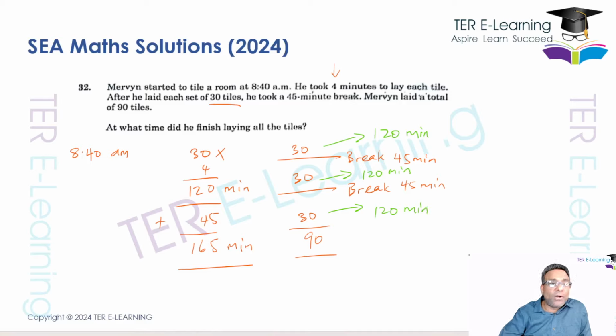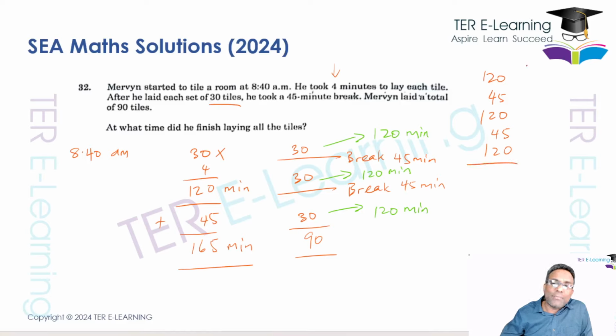So here's what we need to do. We need to add up all of those times here. So let's start. The first one is 120. That's the first 30 tiles. Then he takes a break for 45 minutes. Then he goes back, and that's 120, right? He takes the next break, and then he finally finishes the last 30 tiles here.